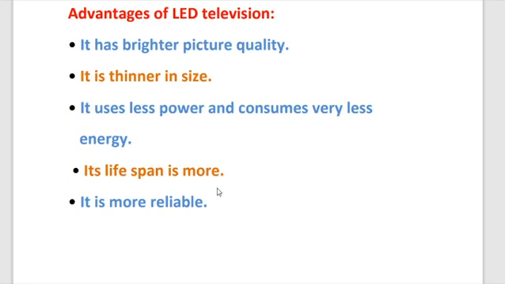Then LED bulbs, a semiconductor device. It is used in 7-segment displays. Digital clocks, microwave ovens, digital meters use the 7-segment display. Then merits of LED bulb were also discussed. Then LED television and advantages of LED television. Compared with the normal television, it has brighter picture quality, thinner size, longer lifespan, and it is reliable.